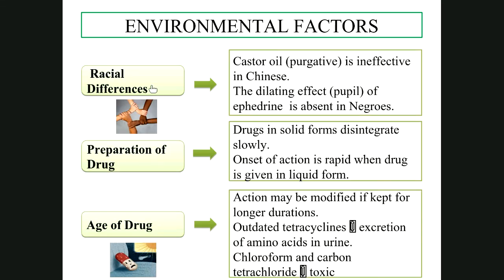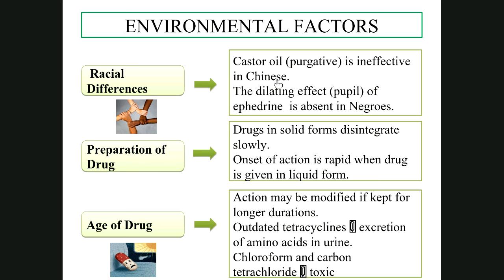Racial differences. Now, some population of the world might react differently to some drugs, but the same drug might not have any effect on other populations of the world, depending upon their racial differences or depending upon their genetic makeup. For example, castor oil. Castor oil is a purgative. This castor oil is ineffective in the Chinese population, so it will not act in the Chinese population.